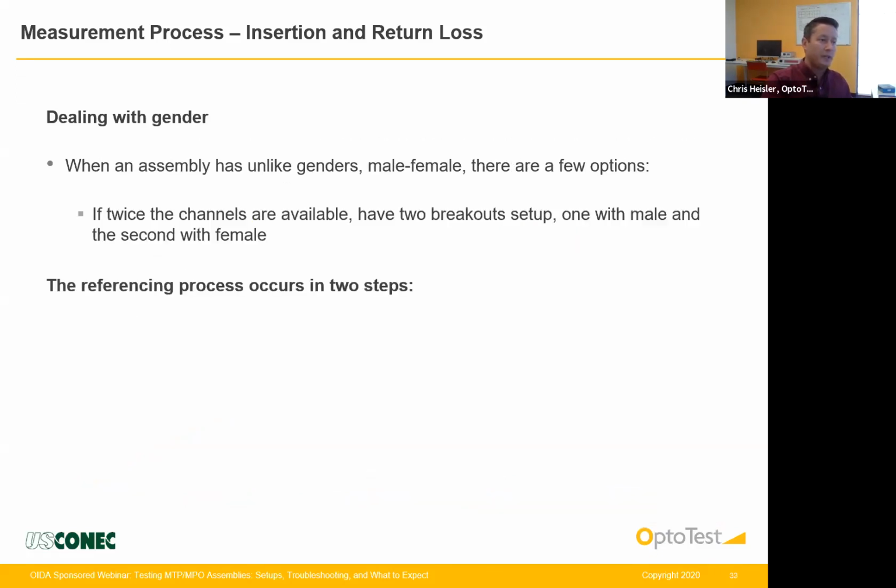Now, when an assembly has unlike genders, so male-female, there are a couple of options. If twice the channels are available, have 2 breakouts set up, one with male and the second with female. So if you're testing a 12 fiber assembly and you have a 24 channel system, you can have 2 launch cords set up that are 12 fiber, one that would be male and one that would be female.